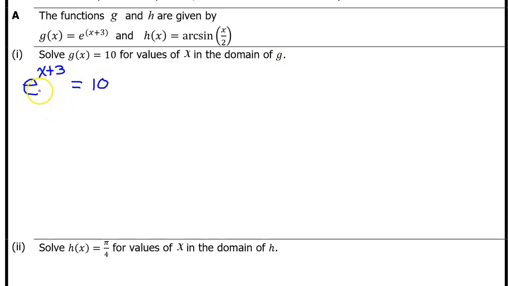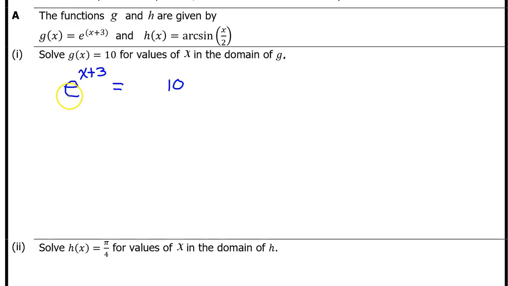We need to set g of x equal to 10 and solve. I'm going to just space this out a little bit. Because to make the base e go away, we do the log base e on both sides, but of course log base e is ln. But remember that I had log base e because on the next step, the log base e and the base e will cancel each other out.